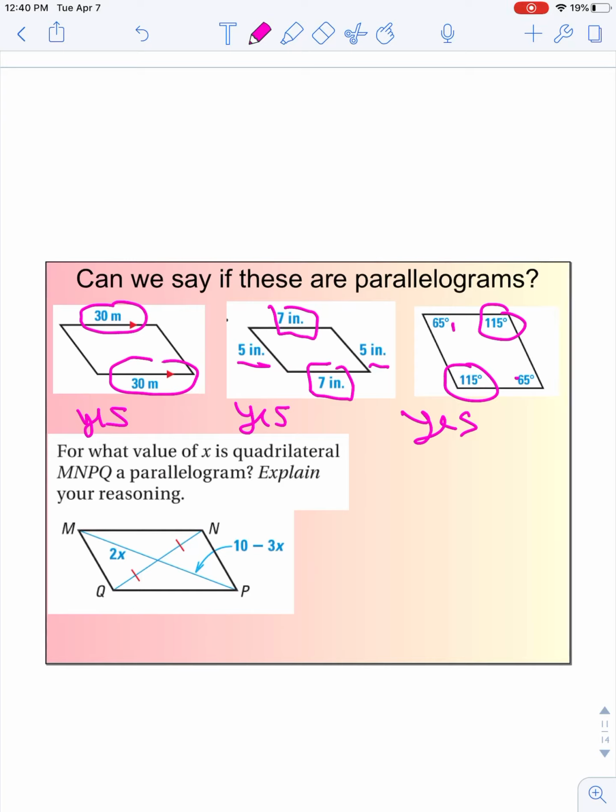So now when we get to this bottom one, it says, for what value of x is the quadrilateral a parallelogram? So in other words, right now, we don't know if this is a parallelogram or not. But we do know that if these diagonals bisect each other, then it will be a parallelogram. So I see that these two are the same right here. So this and this are congruent. So as long as these two would be congruent, it would be a parallelogram. So all I have to do is find out what value of x would make that true. And if we quickly solve this, we would get the value of x is equal to 2.